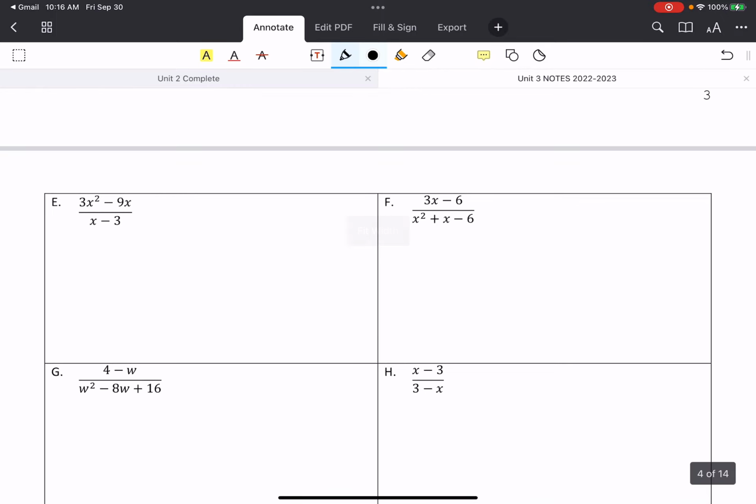Okay. Let's try, we're jumping to E. E, got on the back. C, D, E. Now what? You can take X out. Yes, I could take X out. What else can I take out? 3. 3. Nailing this. 3X. So this time is my GCF a number or a factor? Factor. There we go.